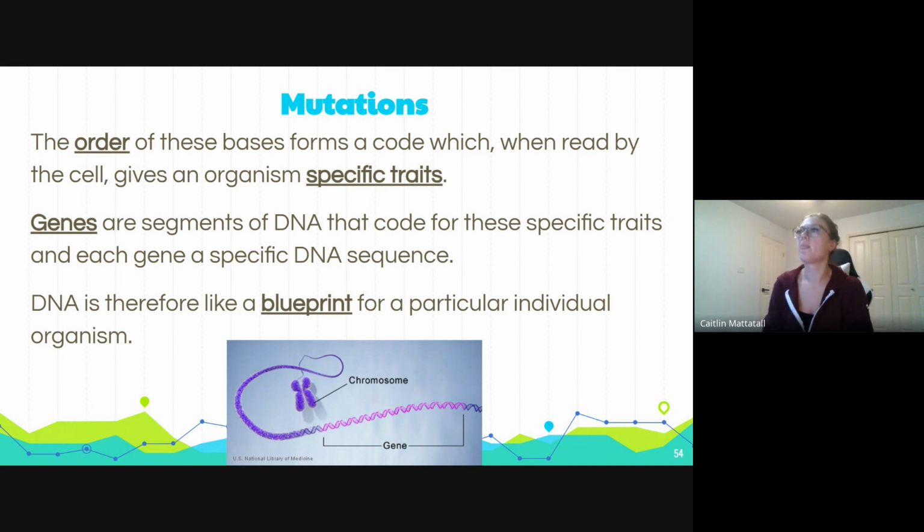Okay, sorry. So the order of the bases, again, forms a code. This code gives us our specific traits, and that is what makes up our genes. So your DNA, again, is kind of like a little blueprint for every single particular person. So our specific genetic code leads to exactly who we are and all of the different physical things that we have to showcase in our appearance.